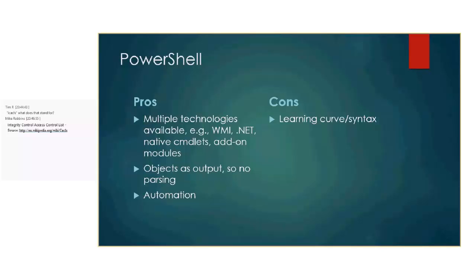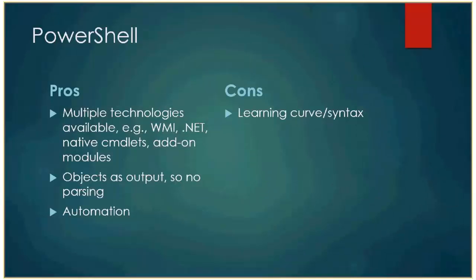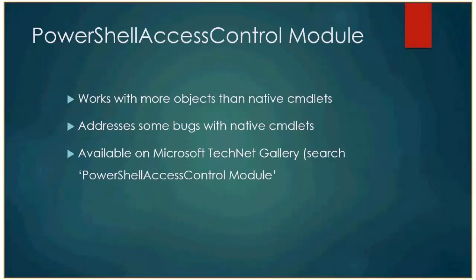So just like with the third-party utilities, the command line executables, you can use the PowerShell commands to automate making changes, and you can make changes on a large scale at the same time. And pretty much one of the same cons as the third-party utilities: you've got the learning curve and learning the syntax for the different methods. So today what we're really going to cover are using the native commandlets and .NET objects and a module that I've created that I call the PowerShell Access Control module.